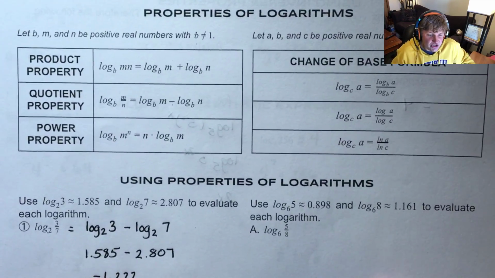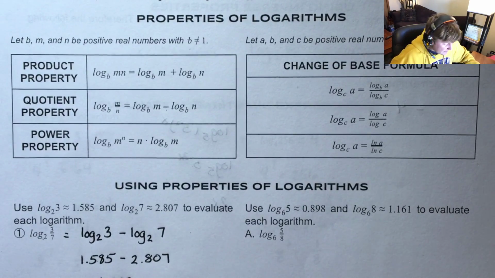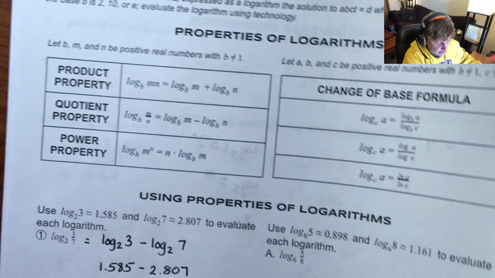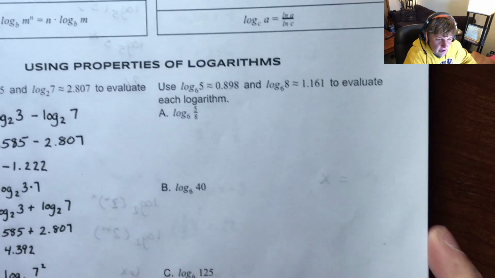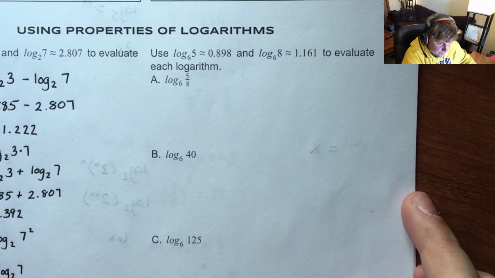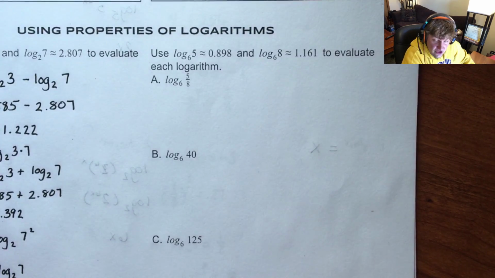So here is just how we can apply some properties in a simplistic way to get some numbers that we need. Let's go ahead and pause the video and try A through C on the right-hand side. At this point, I've assumed that you've paused the video, tried these on your own, and now you're just checking your work.